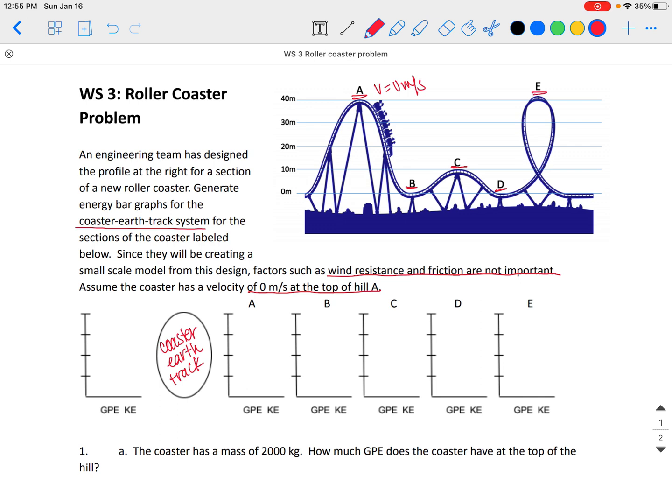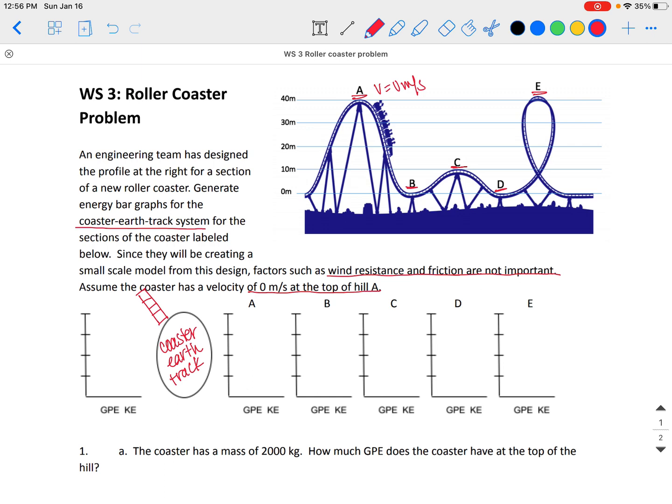roller coaster. But if you notice, we've got a bar graph to start, and we want to know where the energy is coming from when we get to point A, or in order to get us to point A. And that would be, in roller coasters, a motor. The motor is not necessarily part of the cart on a coaster or the track. It is outside of the system in this scenario, and so we are going to call it energy coming in.